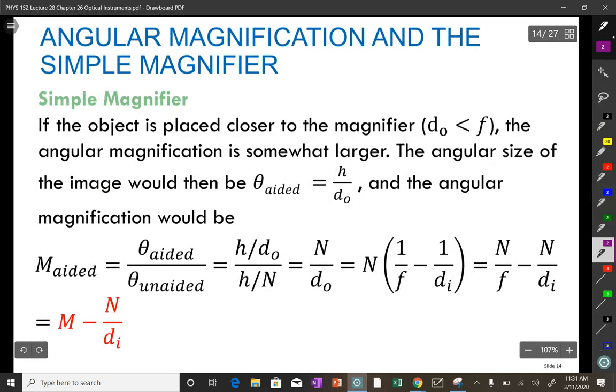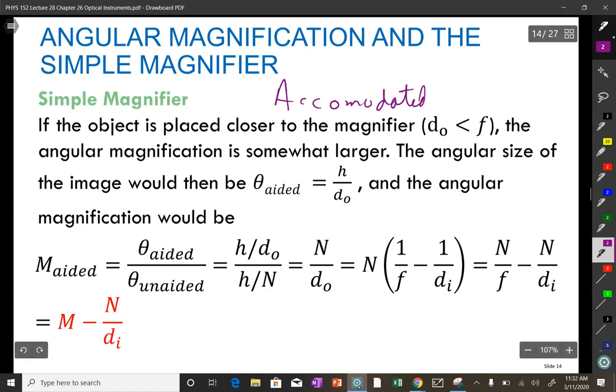We can make it so the image is at our near point. If the image is at our near point, then we have to use the lens equation to calculate where we're going to put the object to make the image at the near point. And so I have here worked out all the math. The magnification aided, and this is now accommodated instead of unaccommodated, which means that our eyeball is working and we're going to make it so the image is as close as I can focus on.